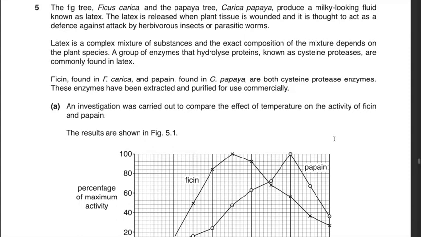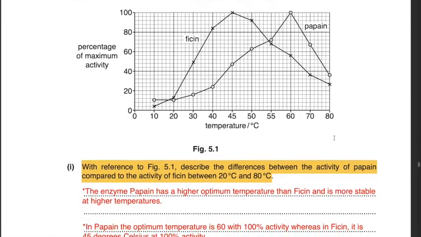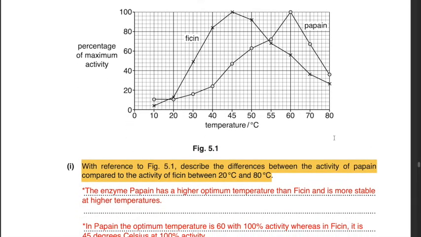Part A. An investigation was carried out to compare the effect of temperature on the activity of ficin and papain. The results are shown in figure 5.1. Part 1. With reference to figure 5.1, describe the differences between the activity of papain compared to the activity of ficin between 20 degrees Celsius and 80 degrees Celsius. So obviously, if you go to this given figure, you can compare between the two their percentages of maximum activity as well as their temperature range.